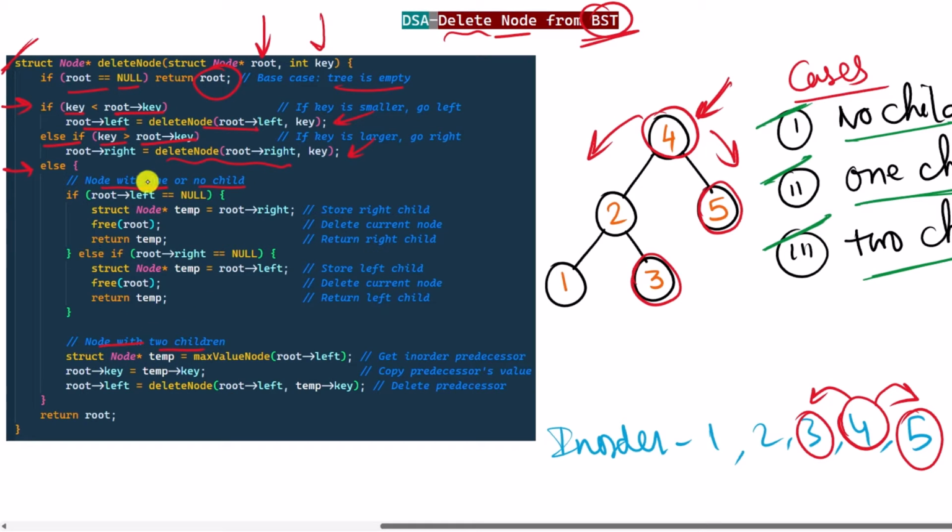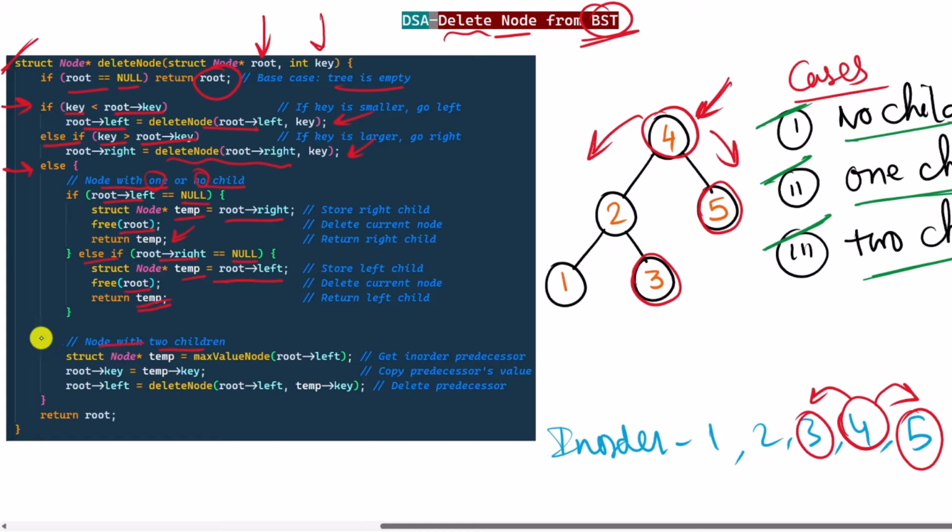So first of all, in case the node has one or no child, if the left child is null, then we're gonna temporarily store the right child, and then we're gonna free that node, and then we're just gonna return that temporary right child. Otherwise, if the right child is null, in that case we're gonna temporarily store the left child, and then we're gonna free that node that we wanted to delete, and then we're gonna return the temporary left child.